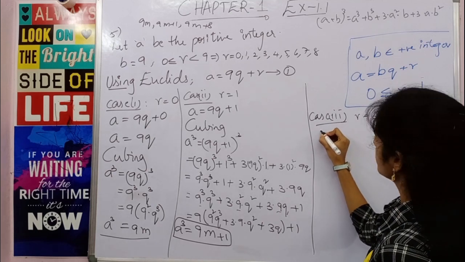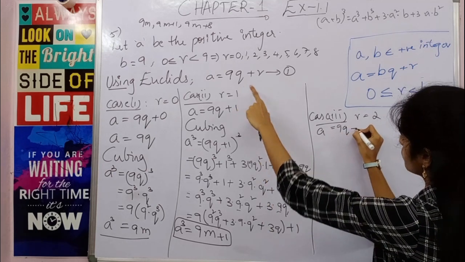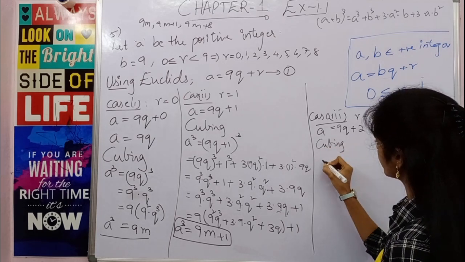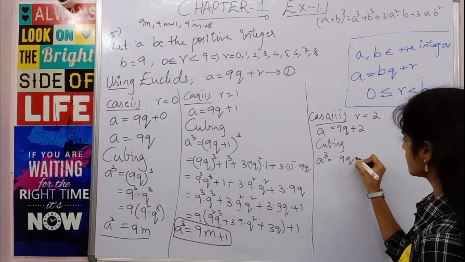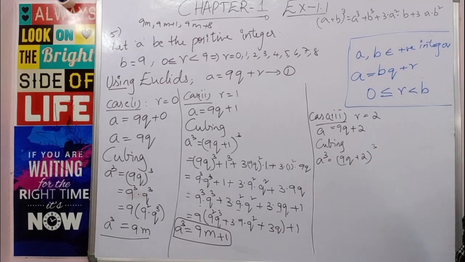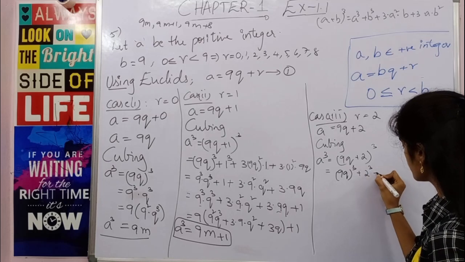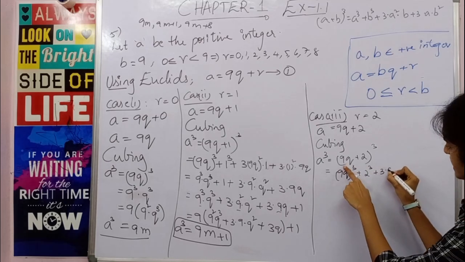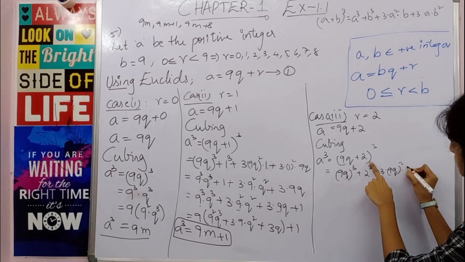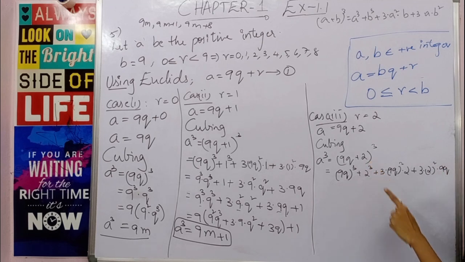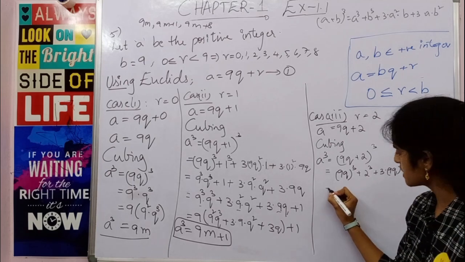Now this will become a equal to 9q plus 2. Okay, so again cubing on both the sides, you will get a cube is equal to (9q + 2) whole cube. Now this is of this form, (a + b) whole cube, so let us write it. So it is a cube plus b cube plus 3a square b, here a is 9q, so (9q) square into b, plus 3b square a. Clear? Now out of all these terms also you have 9 common, right? So let me write it in this way.